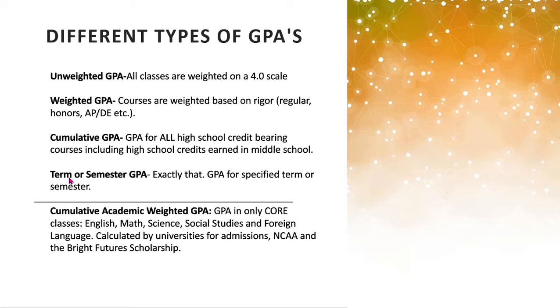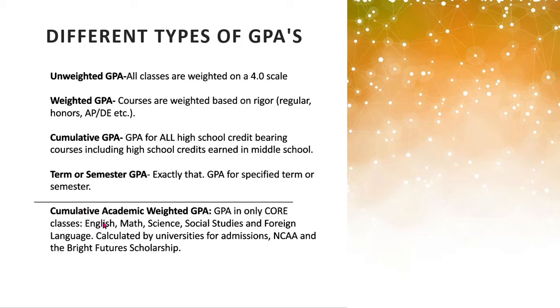Now that's different than your term or your semester GPA. So semester GPA would say, let's say it's 9th grade, semester 2, it's May, and I earned all A's for the semester. My semester GPA would be 4.0. But let's say that first semester I earned all B's. My cumulative GPA, having all B's and then all A's, would be roughly 3.5, but my second semester GPA would be 4.0. So that's the difference between those two.